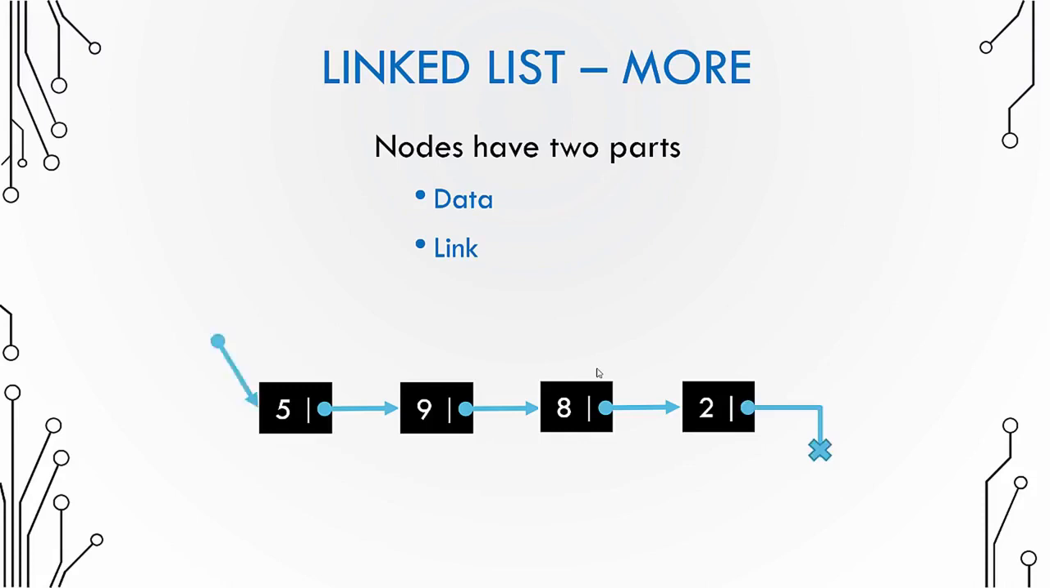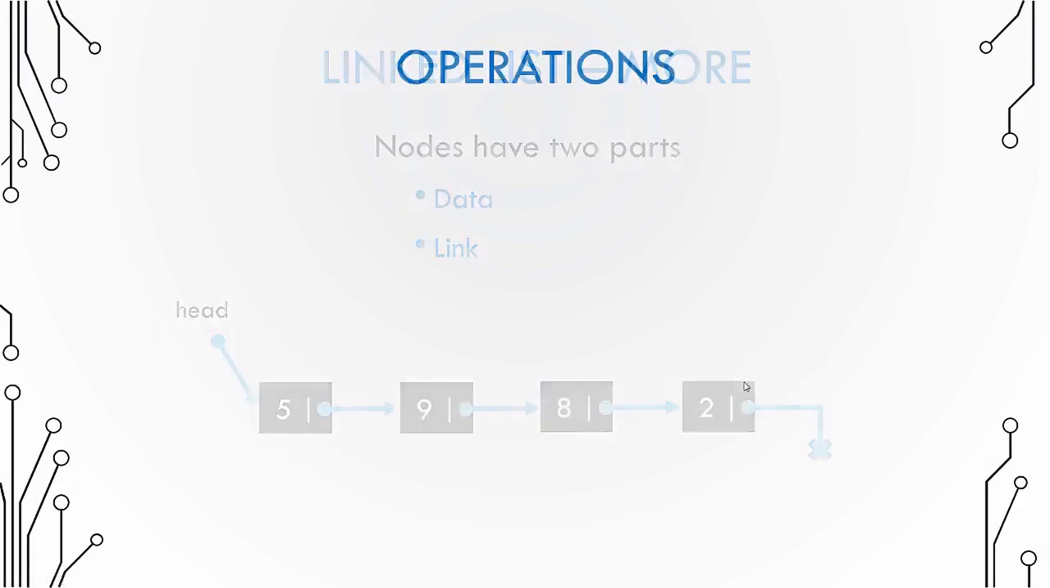And then we need something to go to the first node. So we have a pointer to the first node, or a link to the first node, which is called the head. In order to get to a particular element in a linked list, you start with the head, and then you traverse to that particular node.